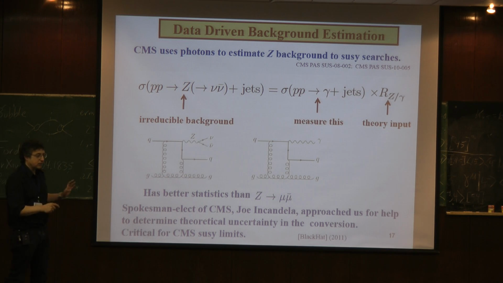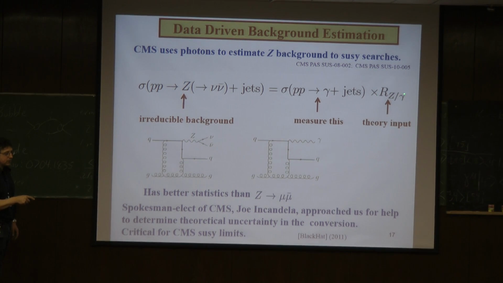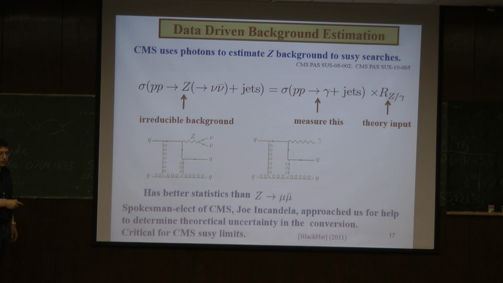Normally your statistics are limited because you're pushing out as far on the tail as you can, where there's very little data. So you're always trying to push up the amount of data that you have. So they want to use the photons. And then what you have to do is put in a conversion factor. Now, this conversion factor, to the dismay of the experimenters, there's only one place to get it from. It's from theorists, because a Z boson is not a photon. You have to know what the conversion is.